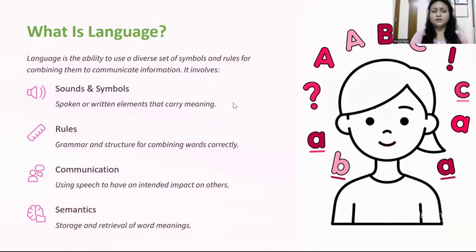Language is our ability to use a diverse set of symbols and rules to combine them so that we can communicate any information. So, it consists of, as you know, different sounds. When we combine sounds, we make words. When we combine words, we make sentences. And then we can talk or write in paragraphs. So, language consists of sound and symbols and their grammatic rules, communication, and semantics.